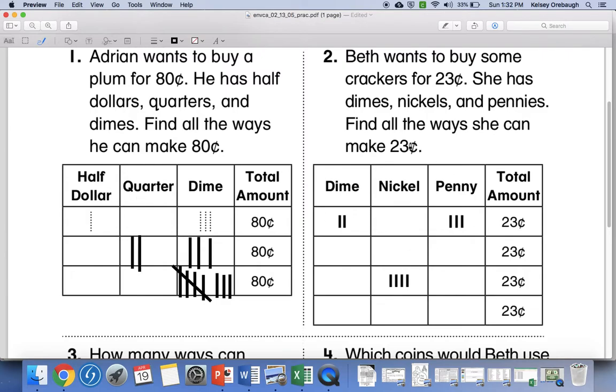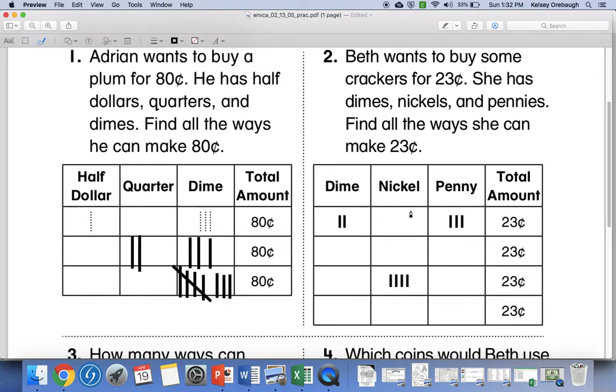And also, notice the place value of 23 compared to 80. We now have a digit in the ones place. So it's a good idea that we have pennies here because pennies are worth 1 cent each, which will help us with the ones place. Okay, so we have dimes, nickels, and pennies. A dime is worth 10 cents, a nickel is worth 5 cents, and a penny is worth 1 cent. And then we have our total amount on the right side, 23 cents all the way down because we want exact amounts to make 23 cents.